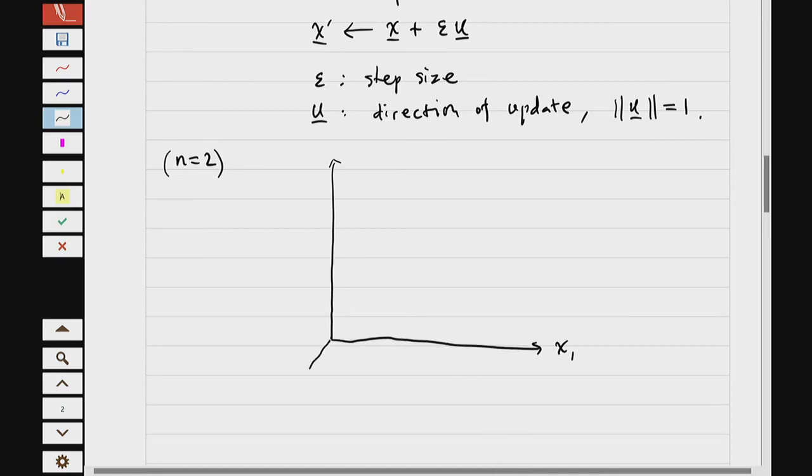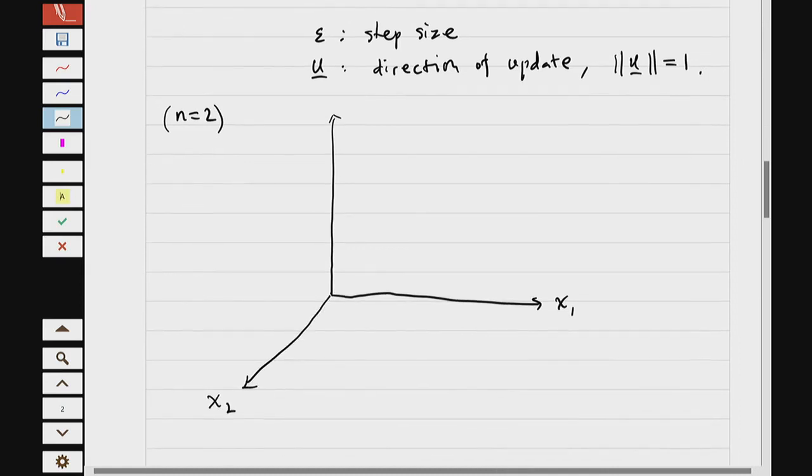x1 like that, and then x2 is here. Okay. The surface f of x may be something that looks like this. This is not a very nice convex form like that. Now this is f of x, it's a vector now. So in particular, a 2-dimensional vector, right? So f(x1, x2), right? x1, x2.